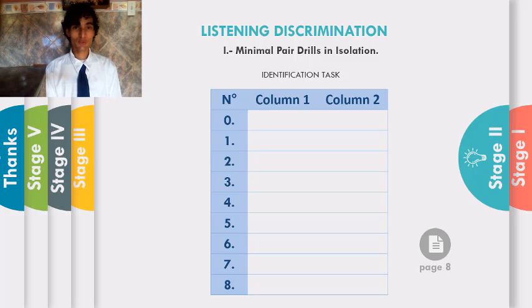For example, the first word is the word cut. So we place a check mark in column 1 because it contains the stressed schwa sound. Cut.